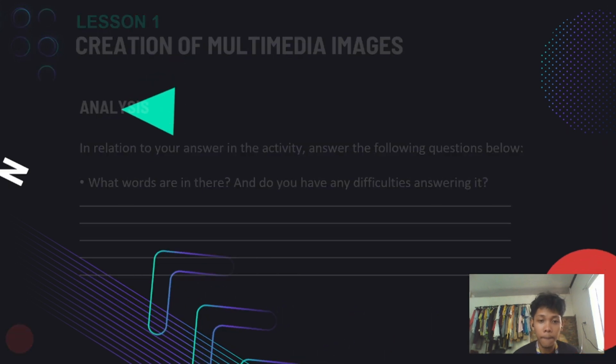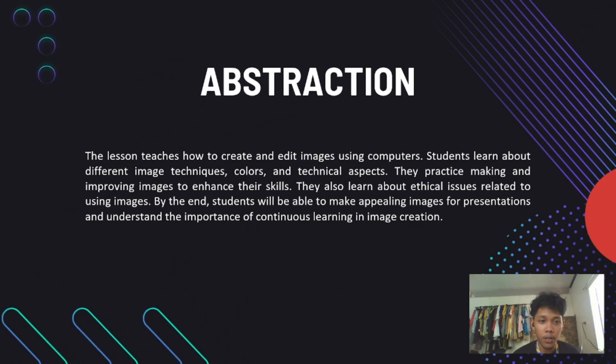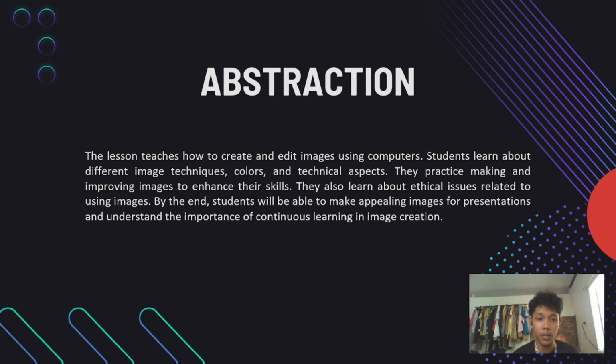Next. Okay, abstraction. The lesson teaches how to create and edit images using computers. Students learn about different images, techniques, colors, and technical aspects. They practice making and improving images to enhance their skills. They also learn about ethical issues related to using images. By the end, students will be able to make appealing images for presentations and understand the importance of continuous learning and image creation. So that is the abstraction of this lesson.